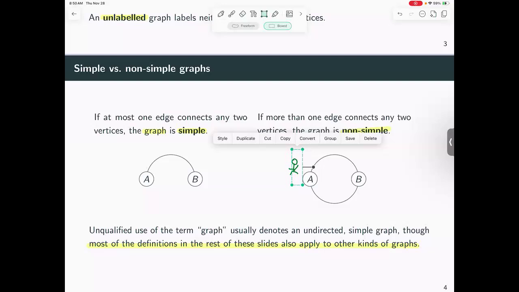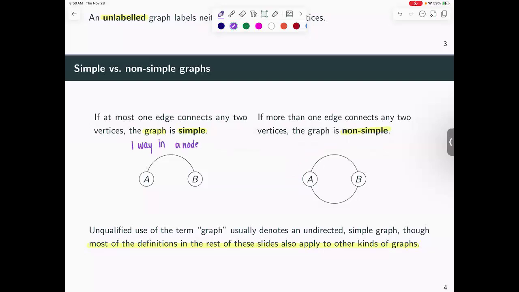We're not going to worry about non-simple graphs, but it may help to think about it as one way in a node, one way out a node. I guess I should say a pair of nodes, really. Maybe that's a better definition. A pair of nodes. And this one is multi-way. And that's going to matter when we talk about loops and how that reflects in its simplicity in a second. So just something to note there.